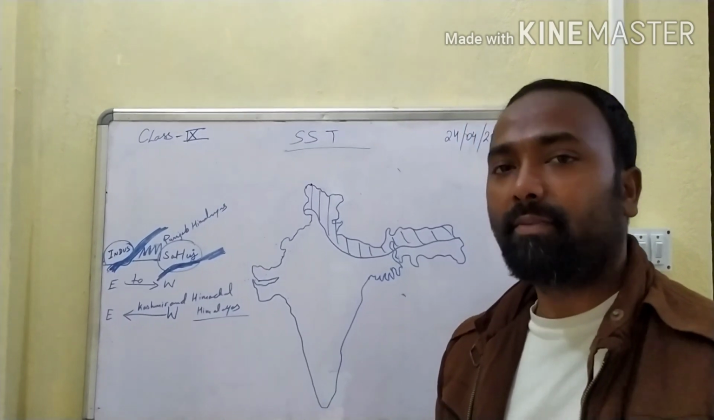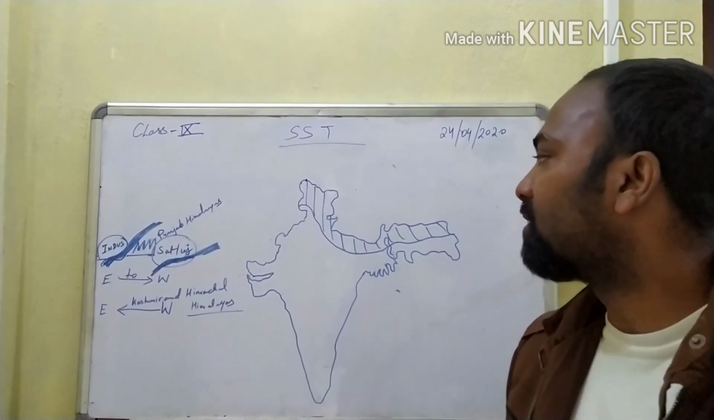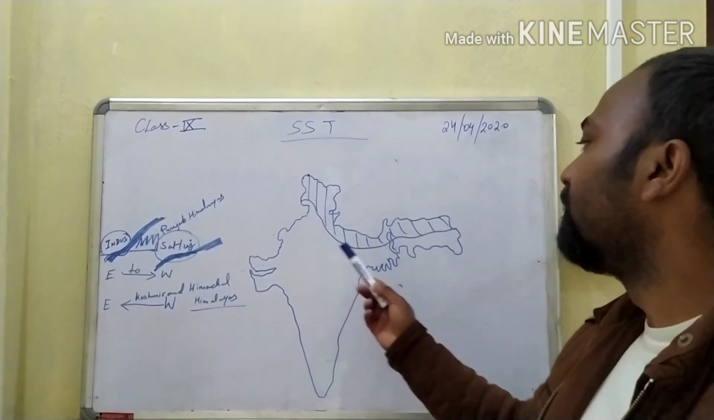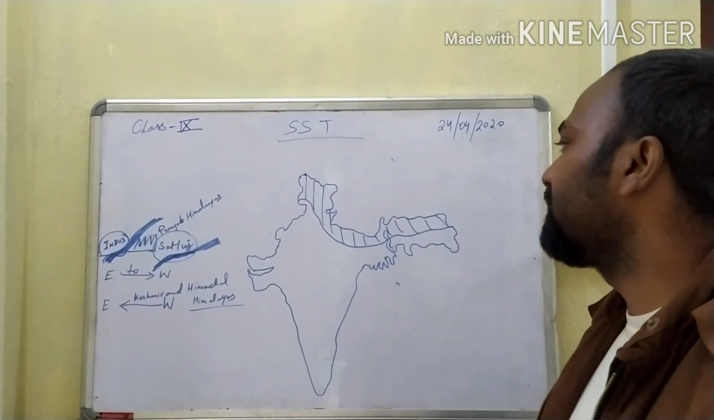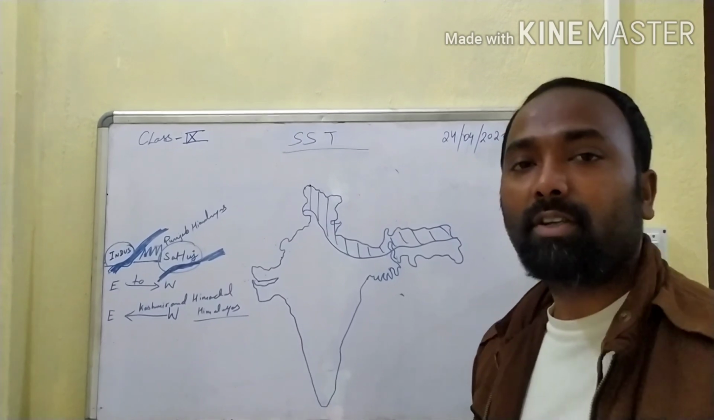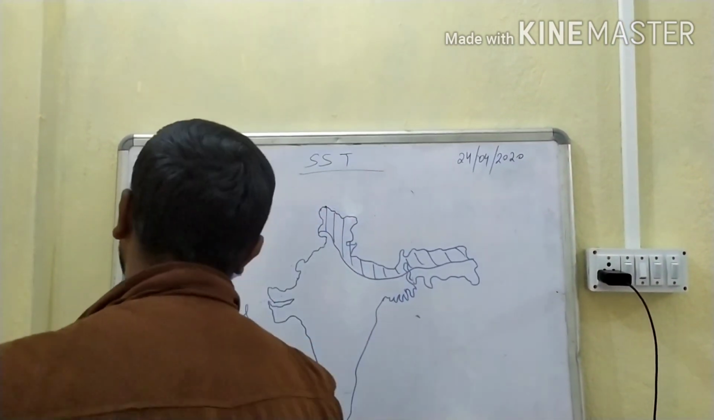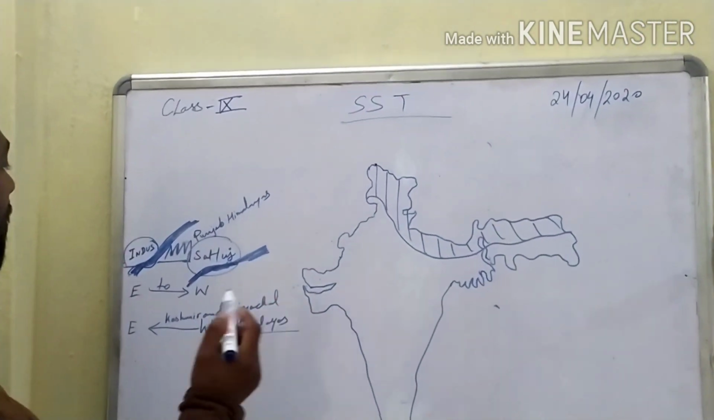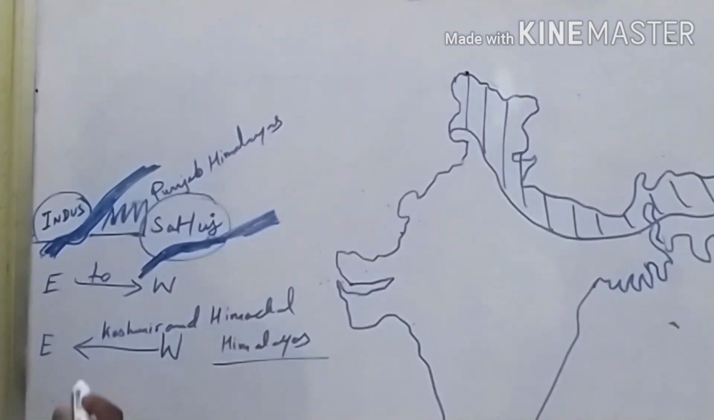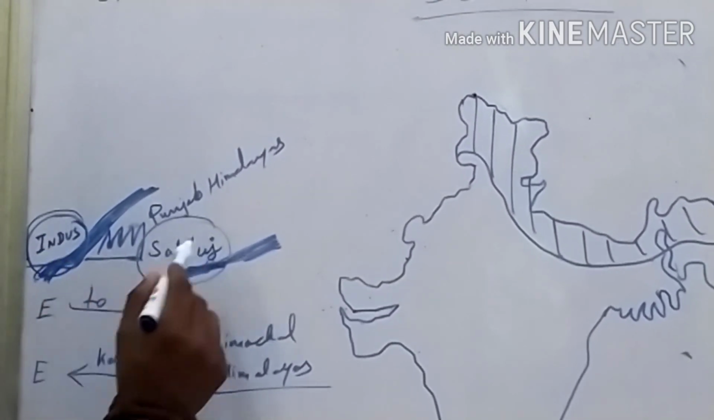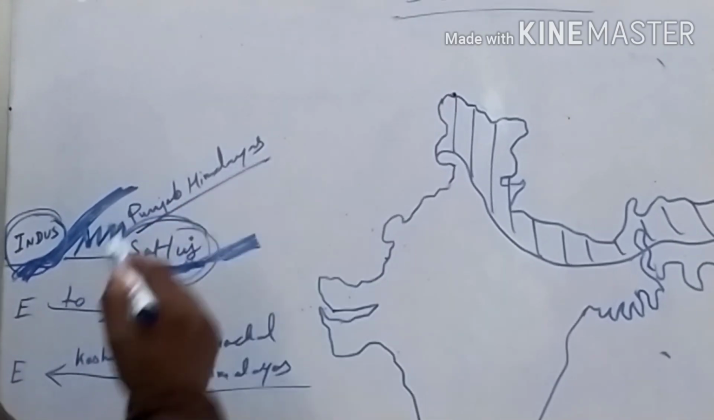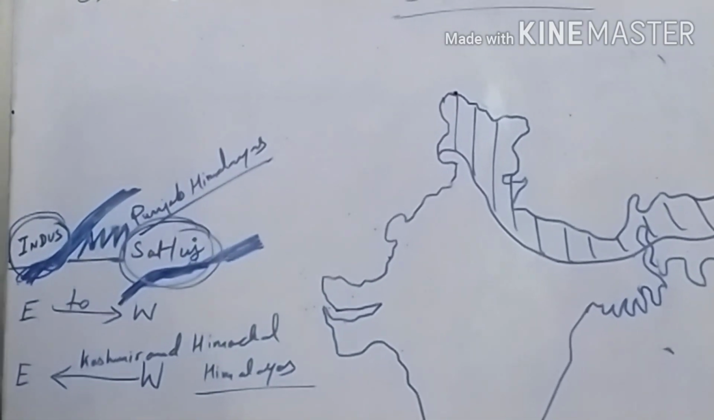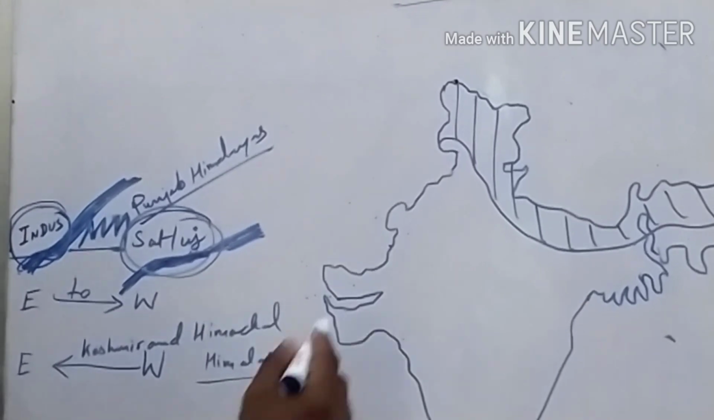Besides the longitudinal division, the Himalayas have been divided on the basis of region from west to east. And this division has been demarcated by river valleys. As you can see in this picture here, the part of the Himalayas that lies between the Indus and Satluj is called the Punjab Himalayas.